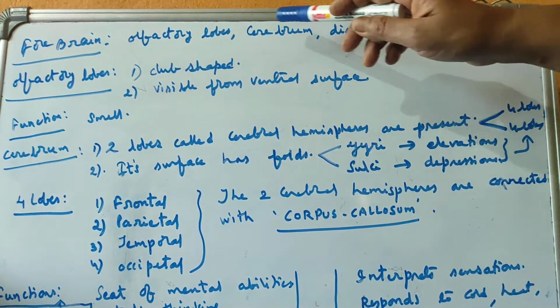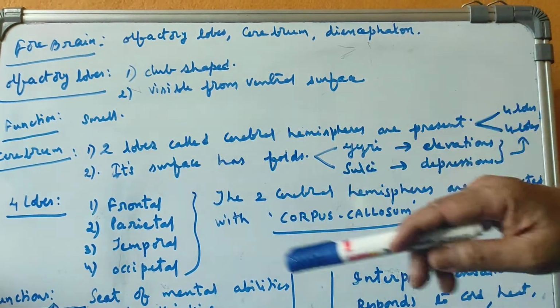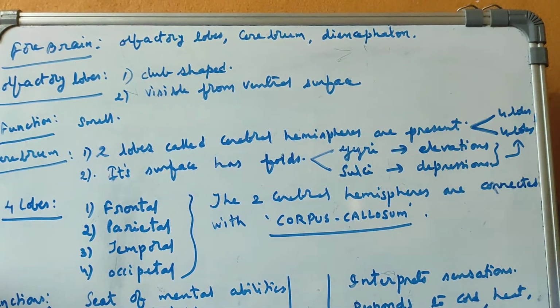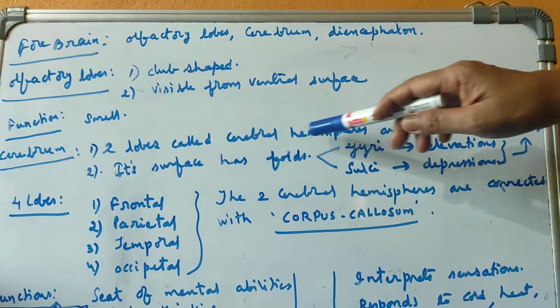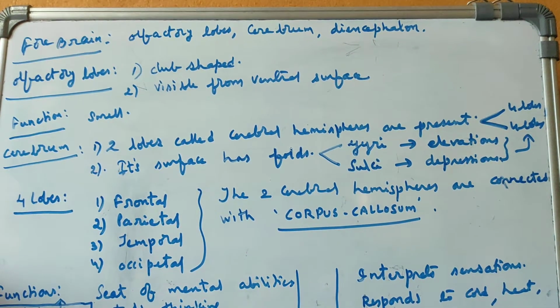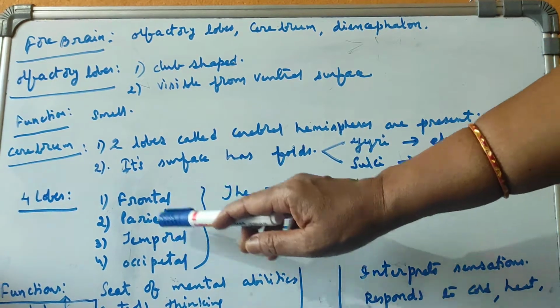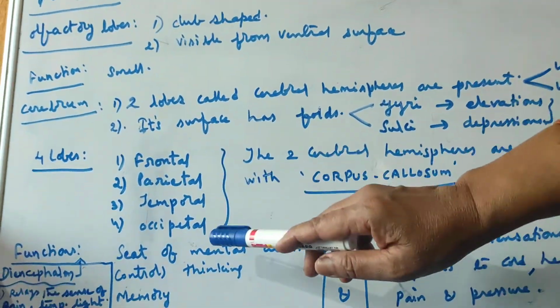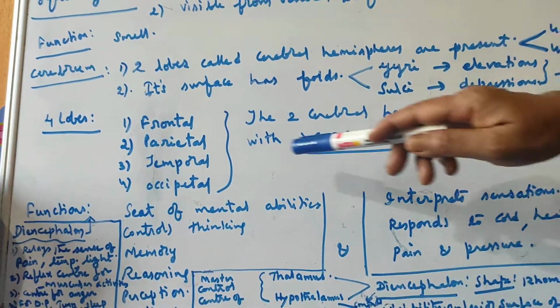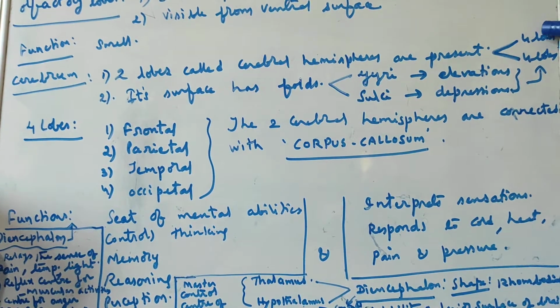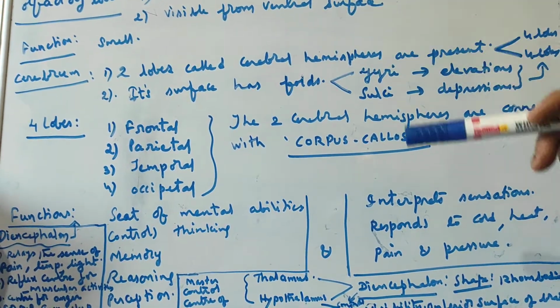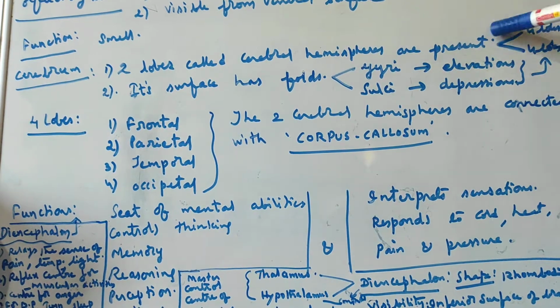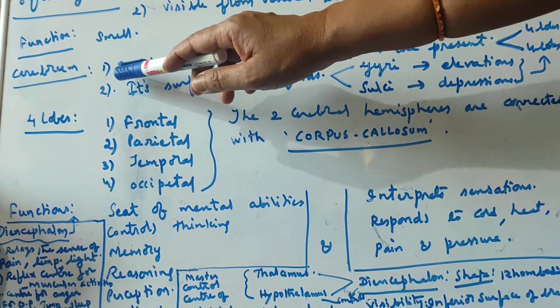Next, coming to the cerebrum. The cerebrum has two lobes, called cerebral hemispheres, and each cerebral hemisphere has four lobes once again. The names of all four lobes are given here: frontal, parietal, temporal, and occipital. Four lobes are there in each cerebral hemisphere.